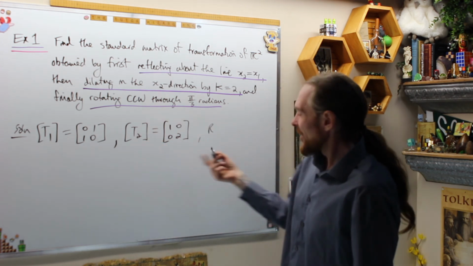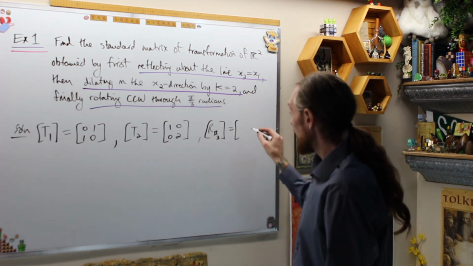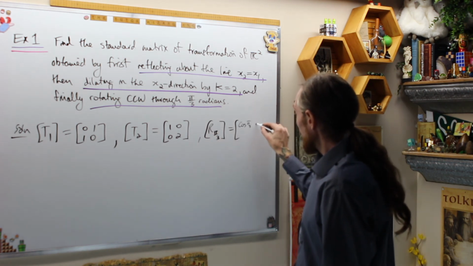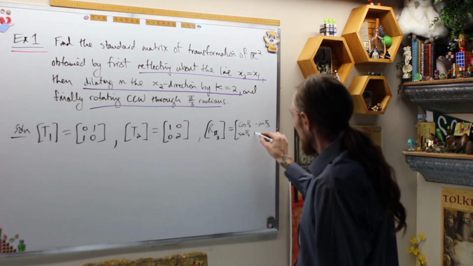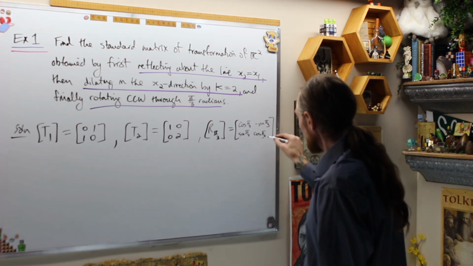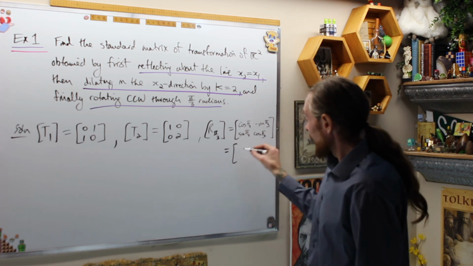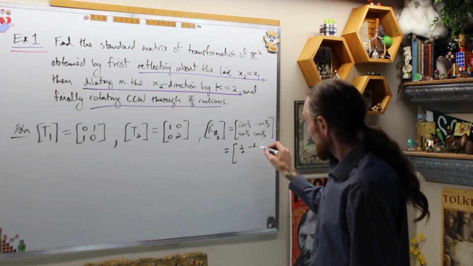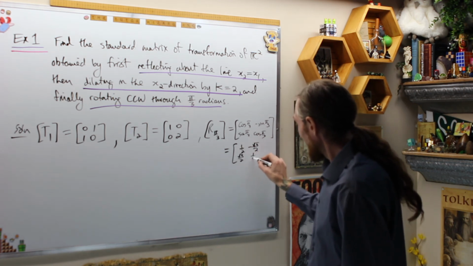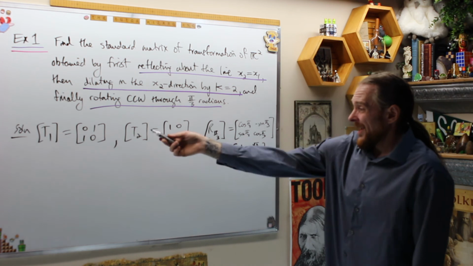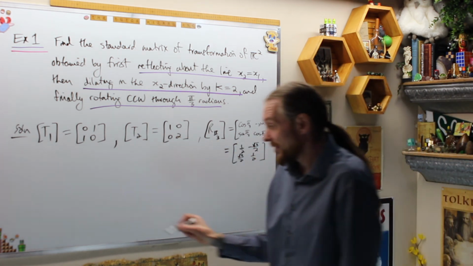Rotation, or T3 if you want to call it, rotation through pi over 3 radians. The standard matrix of that is going to be cos of pi over 3, negative sine of pi over 3, sine of pi over 3, and cos of pi over 3. So then, what is cos of pi over 3 and sine of pi over 3? Cos of pi over 3 is 1/2, that's correct. So this would be 1/2, negative root 3 over 2, root 3 over 2, 1/2. Now I have 3 matrices, and now we have to multiply them, but let's do the first ones first.